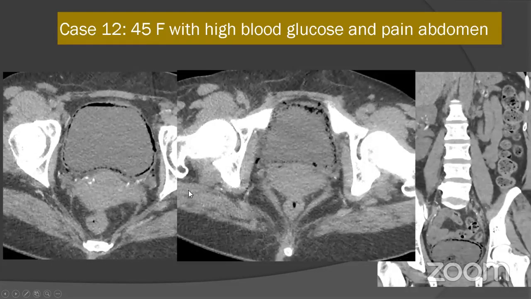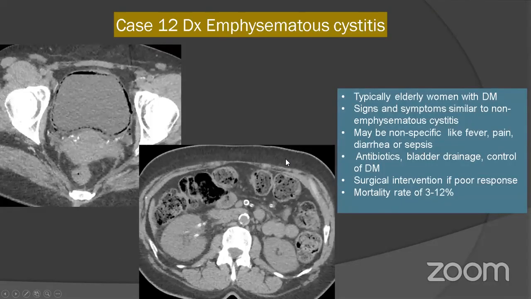Now, this is a classic picture of emphysematous cystitis, again in a diabetic female, and you can see that there is intramural air within the urinary bladder. Sometimes you may see air within the bladder lumen only, and you need to make sure that it is not post-catheterization. But in this case, you can see air in the non-dependent portion of the bladder wall and the dependent portion. So this is a case of emphysematous cystitis, again in elderly women with diabetes.